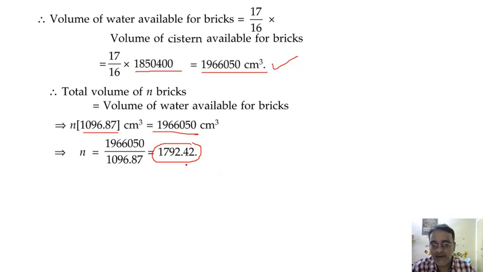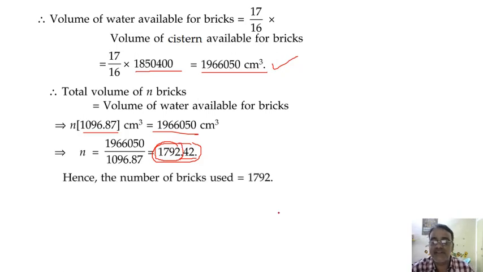so we will get approximately 1792.42. Now we'll not round up including the decimal, because if we round up then the water will overflow. That is why we will take only the integral part, that is 1792. Hence the number of bricks used is equal to 1792. Okay, any doubt here?